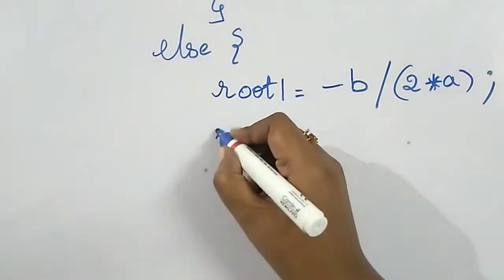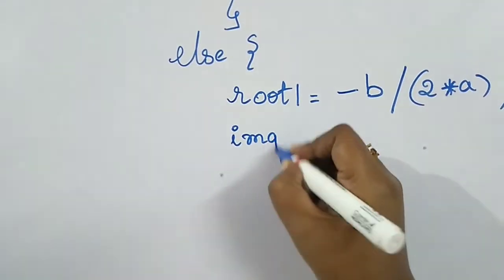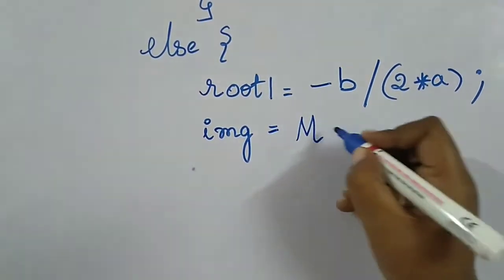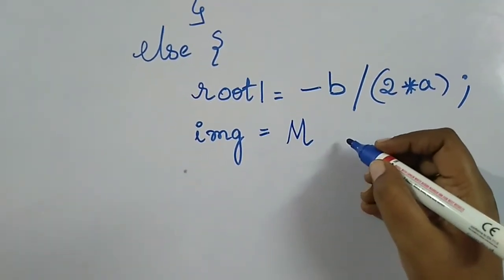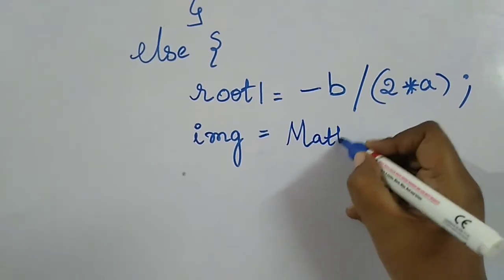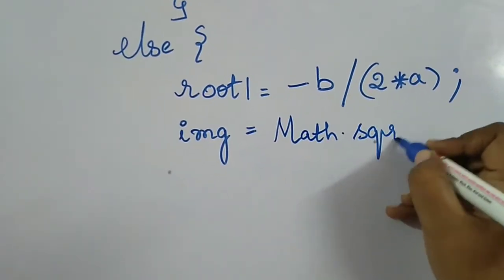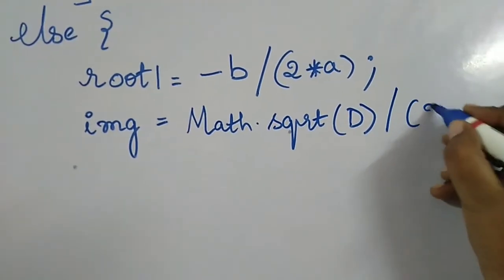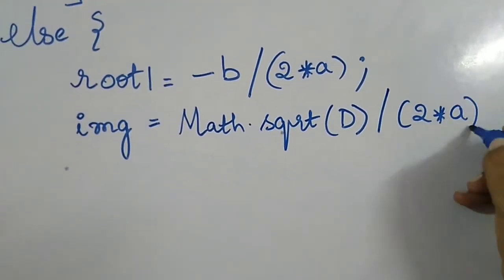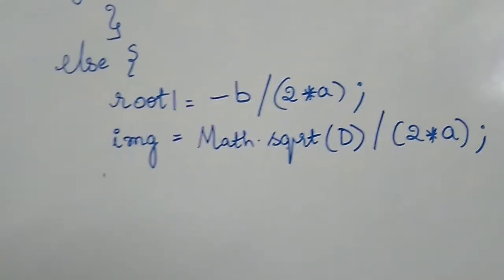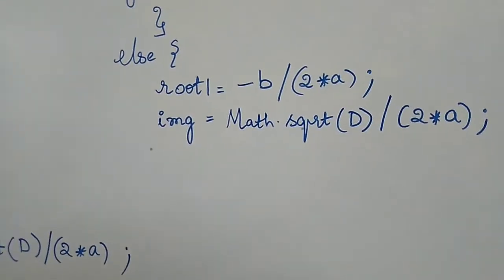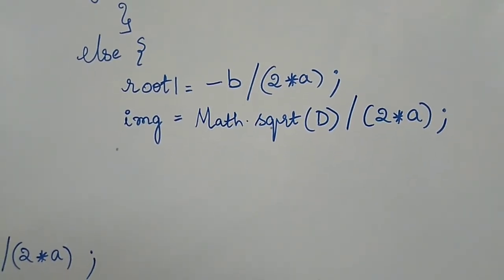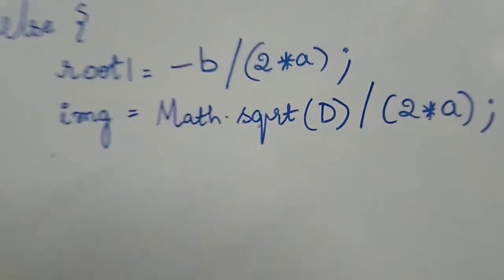And the imaginary part: I have already declared a variable of double, which is img, and now I need to find out the square root of d. So Math.sqrt(d), divided by 2 into a. So this is the imaginary part. Now can you tell me what is the mistake? There is a mistake in this particular line. I want you to pause and think about what is the mistake in this line.